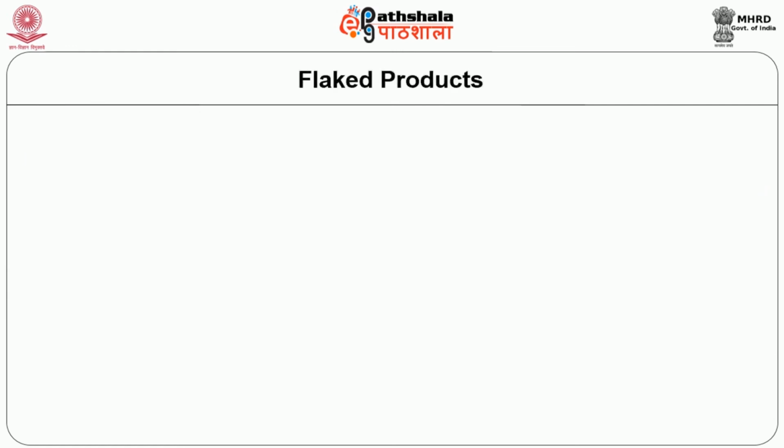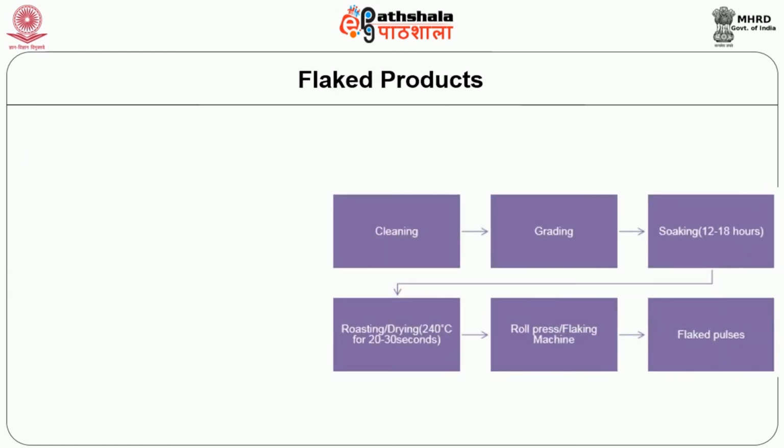The next product is the flaked product. The product is cleaned, then graded and soaked for about 12 to 18 hours. Then it is roasted or dried at a temperature of 240 degrees Celsius for about 20 to 30 seconds. It is then rolled or flaked in a machine, and we obtain flaked pulses.